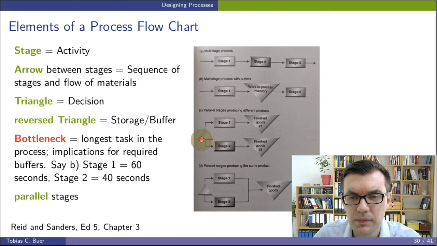The triangle, where the top is pointing to the top, is representing a decision. Maybe we can go either to stage 1 or we can go to stage 2. And there are several types of decisions, either-or, and-or, that we can follow. And this reversed triangle is representing an inventory.